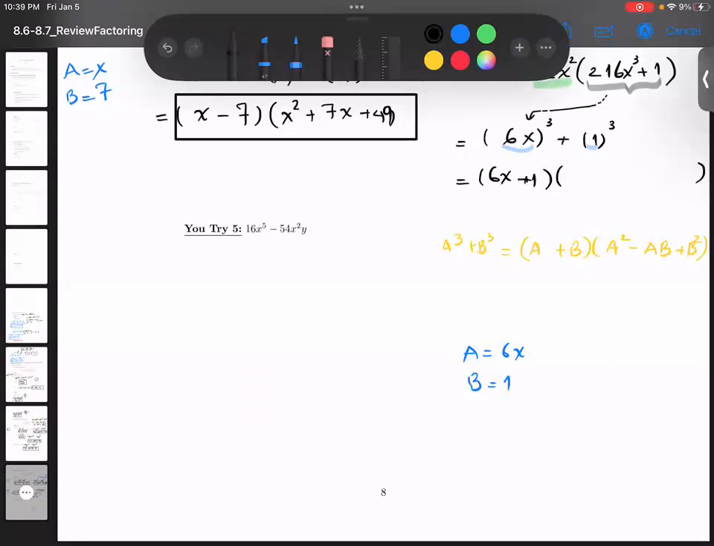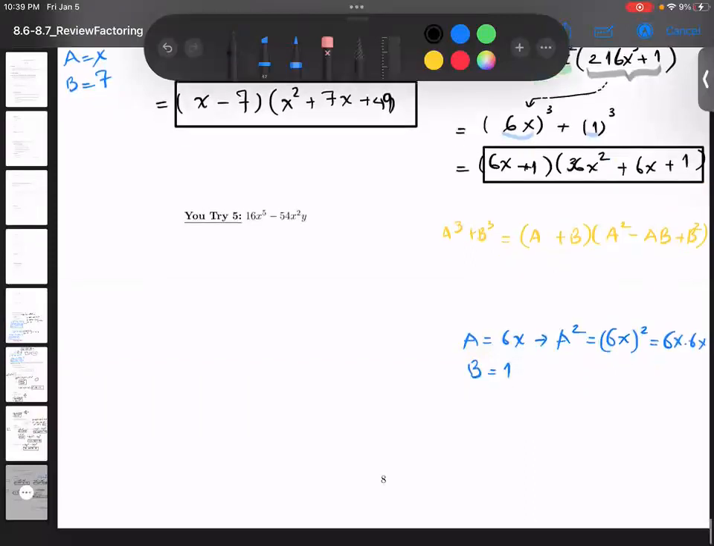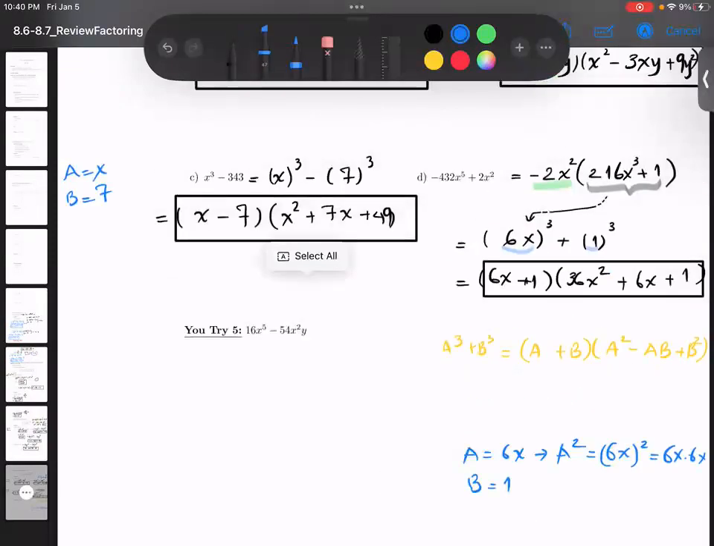Then A squared. When it comes to A squared, and for complex things like this, I recommend you do this: 6x times 6x. Right, 6x times 6x. That'll be 36x squared. Plus A times B. So 6x times 1 is 6x. Plus 1 squared, which is still 1. That one done.